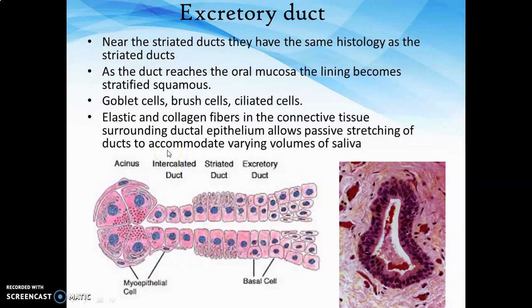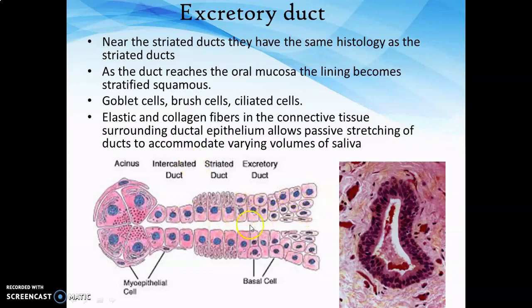The striated duct passes saliva to the larger excretory duct. Excretory ducts are the largest ducts. You can see they have larger diameter, and they are the ducts that open into oral cavity to secrete saliva into oral cavity.